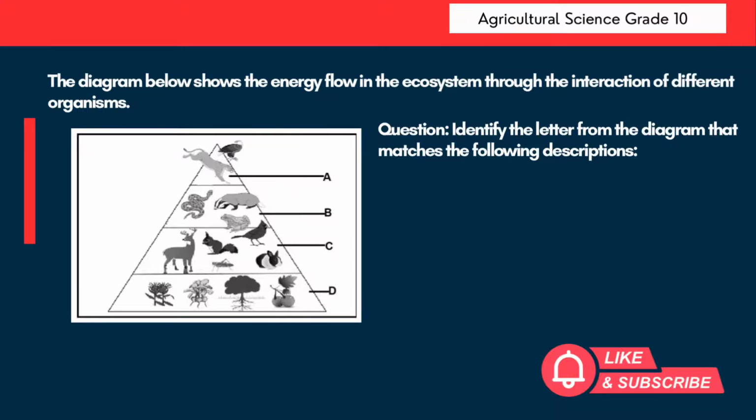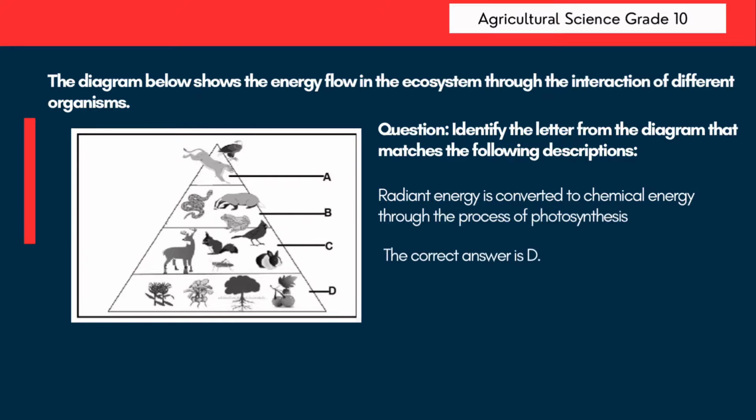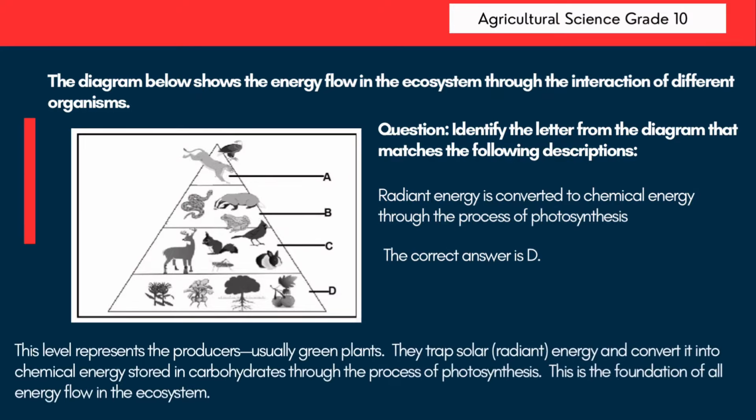Question: identify the letter from the diagram that matches the following descriptions. A. Radiant energy is converted to chemical energy through the process of photosynthesis. The correct answer is D. This level represents the producers, usually green plants. They trap solar, radiant, energy and convert it into chemical energy stored in carbohydrates through the process of photosynthesis. This is the foundation of all energy flow in the ecosystem.